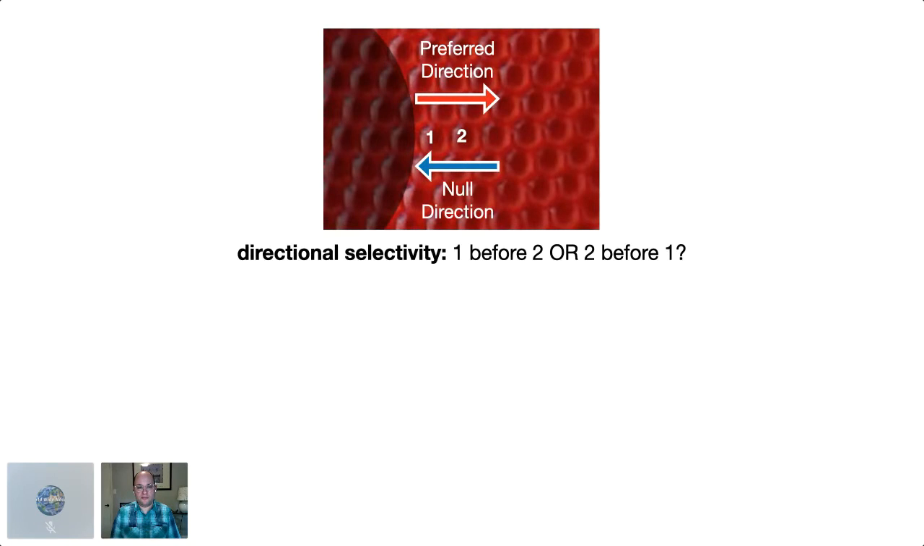And so really the goal for the field is to report directional selectivity, which is the term of art for this computation. And it really boils down to something as simple as being able to report that location 1 has seen the luminance change before location 2, as opposed to 2 saw the change before 1. So that would disambiguate between the expanding and the receding looming stimulus.